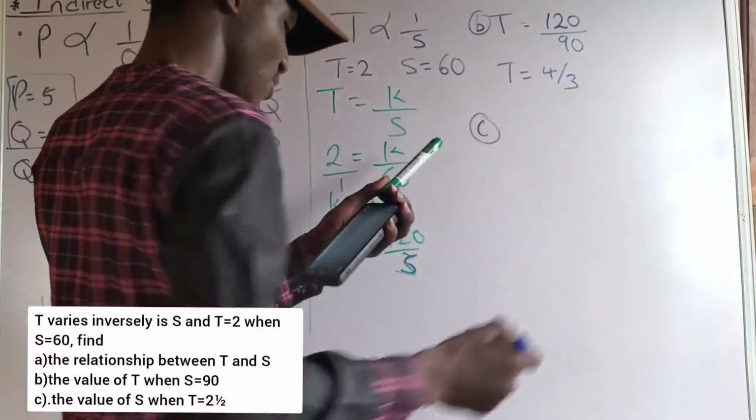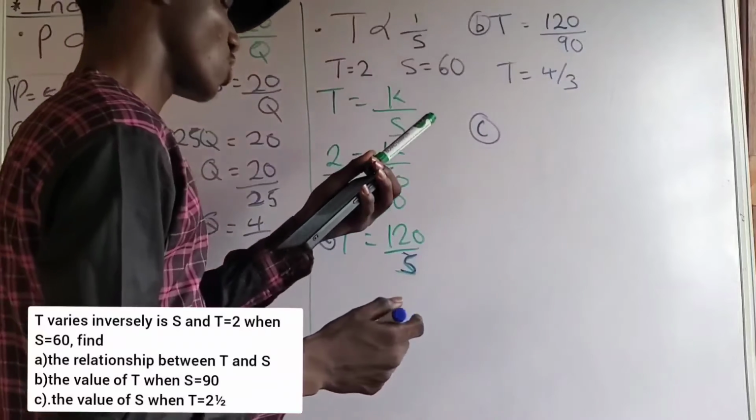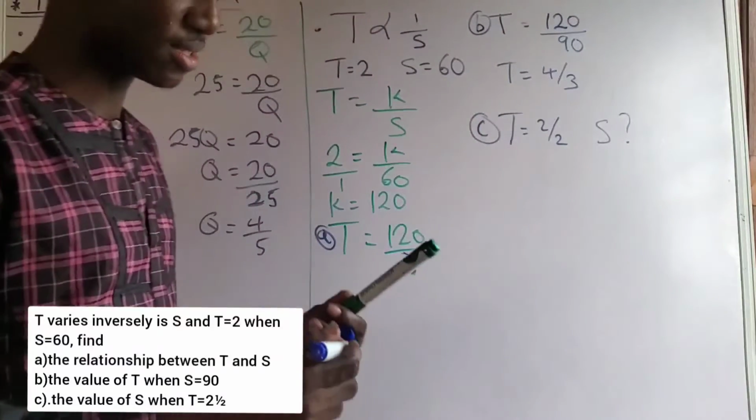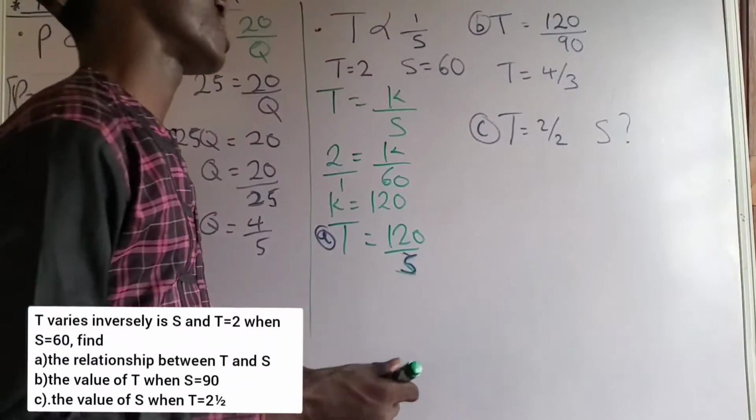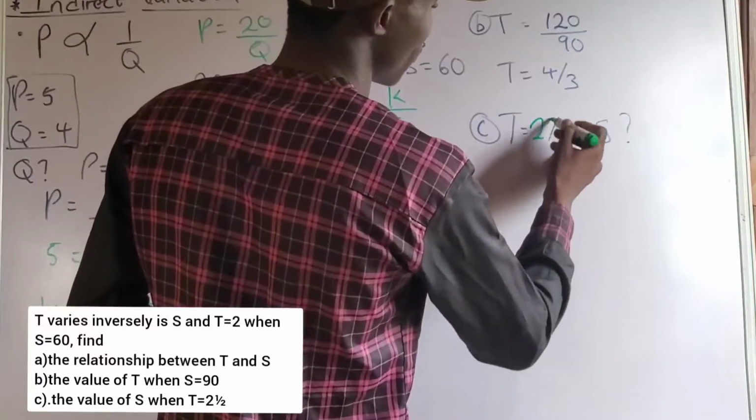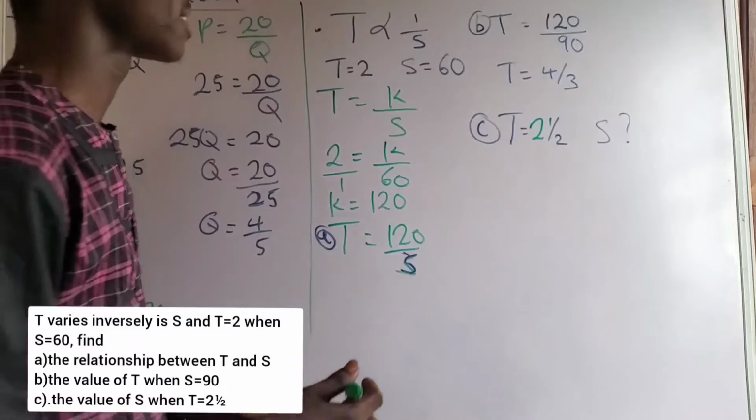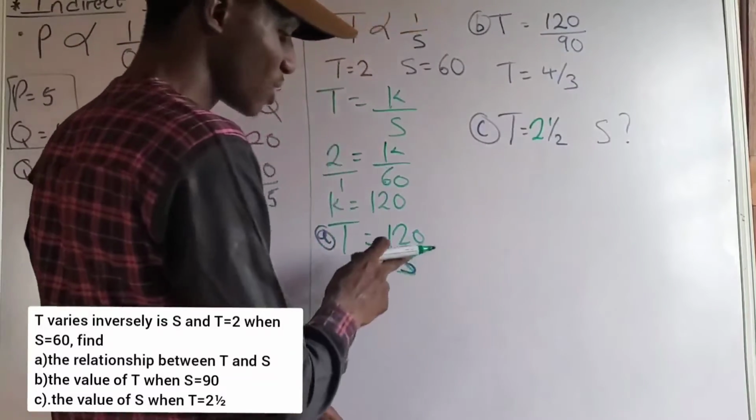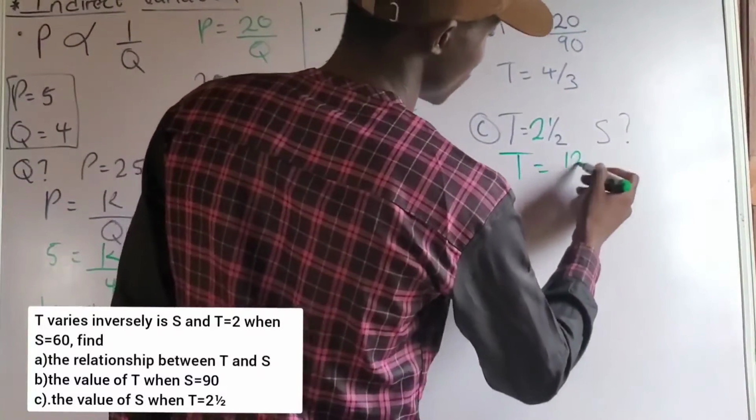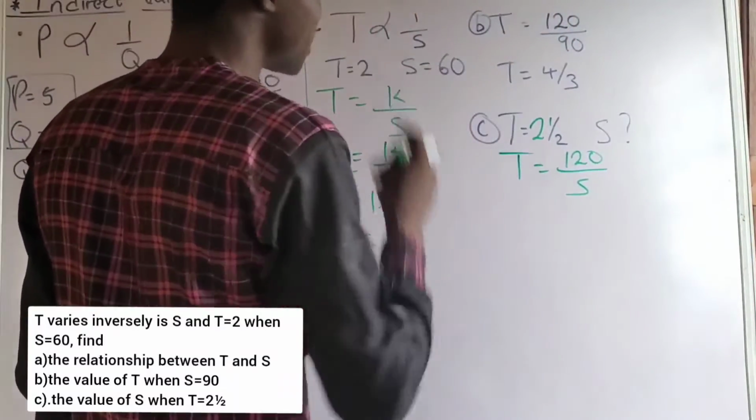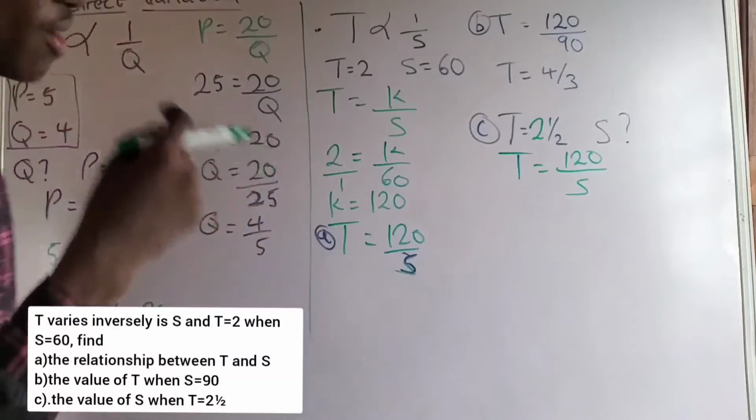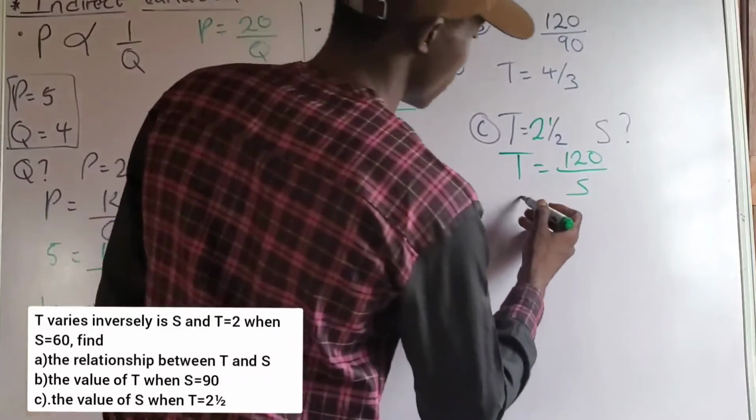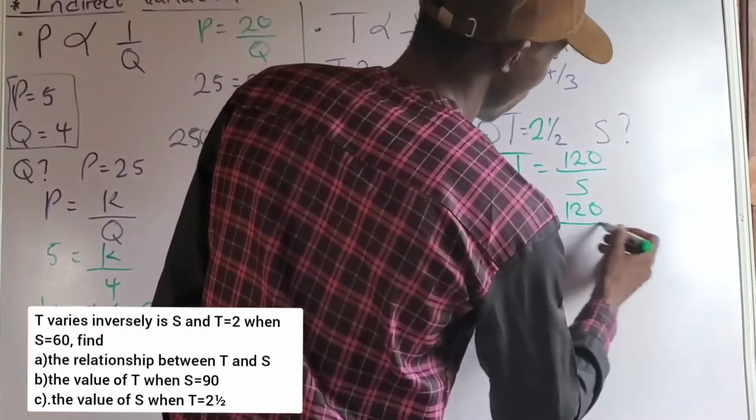Now for question C, we are asked to find the value of S when T is equals to 2.5. T equals to 2.5. We are asked to find the value of S. Okay, how do we get the value of S? Well, to get the value of S, all you have to do now is just go back to the equation connecting T and S, which is what? T equals to 120 over S. Now, because we've been given the value of T as 2.5, okay? So we can get the value of S. 2.5 is also the same thing as what? 5 over 2. So I'm going to have 5 over 2 equals to what? 120 over S. Do you understand?